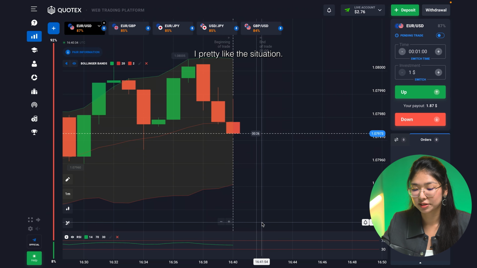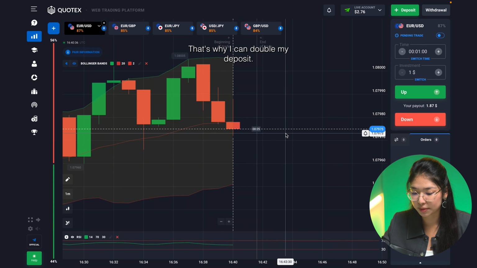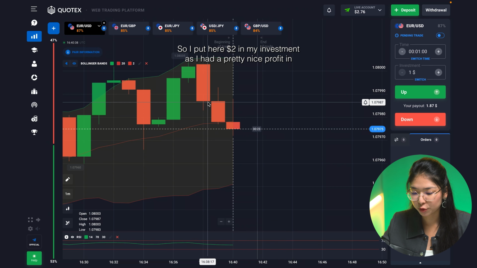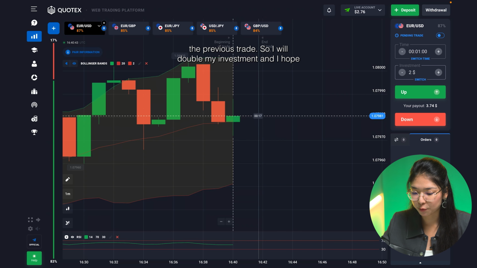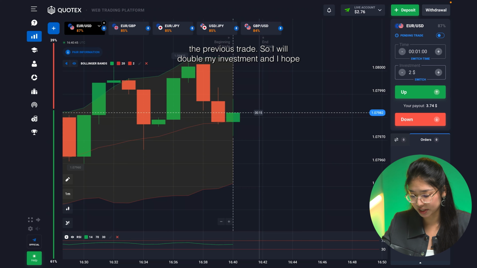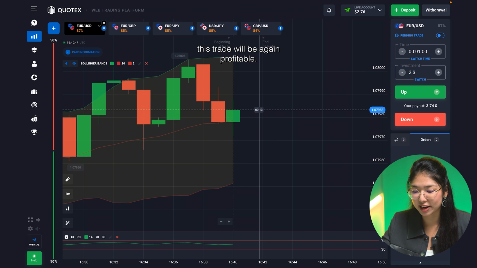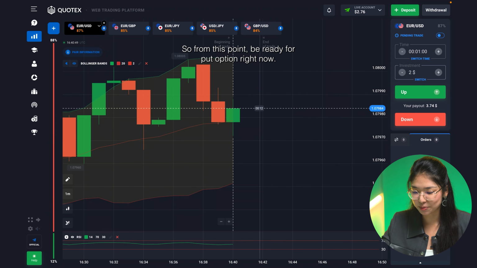I really like the situation, and that's why I can double my deposit. So I put $2 as my investment, and as I had a pretty nice profit in the previous trade, I will double my investment, and I hope that this trade will again be profitable. So from this point, be ready for put option right now.